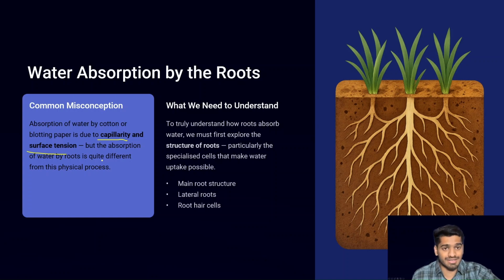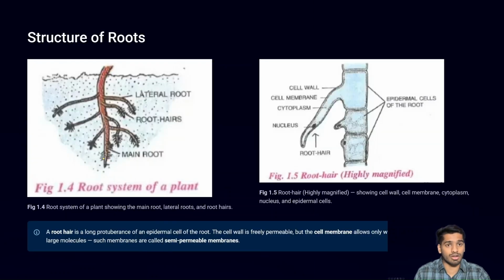So before we understand the absorption of water by the roots, first of all, we need to know how a root looks. So, the basic structure of a root. The first thing would be, this is going to be the main root, and from this main root, there are going to be some branches which are known as lateral roots. And if you look closely at the end of these lateral roots, we have specialized structures which are known as root hairs.